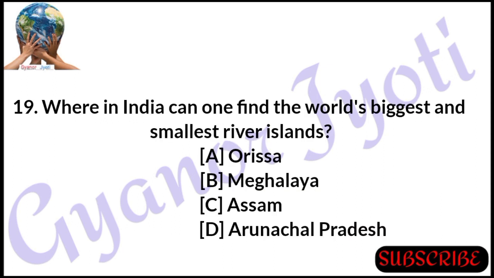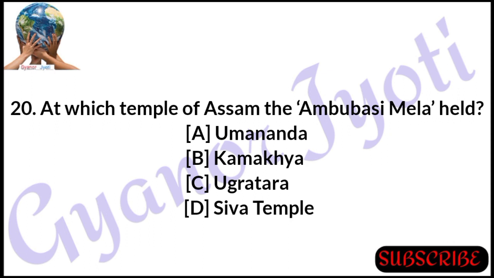Next, where in India can one find the world's biggest and smallest river islands? Correct option is C, Assam. The world's biggest and smallest river islands are located in Assam. The biggest river island is Majuli and the smallest is Umananda. Option C is correct. Today's video last question is, at which temple of Assam is the Ambubachi Mela held?